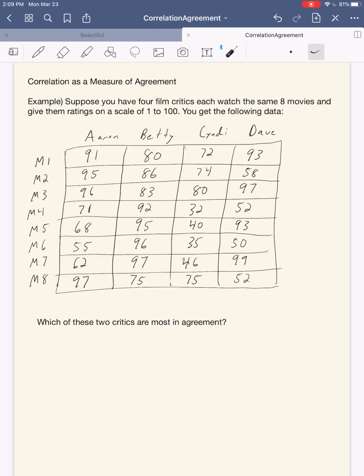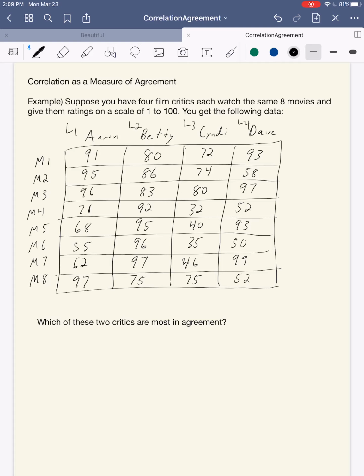The way we're going to do this is to use the correlation coefficient. To get this ready for our calculator, we'll put each of these reviewers into their own list. Just out of convenience, we'll put Ehren in L1, Betty in L2, Cindy in L3, and Dave in L4. Then, to figure out who's in the most agreement, we'll calculate the correlation coefficient for each pair of reviewers.